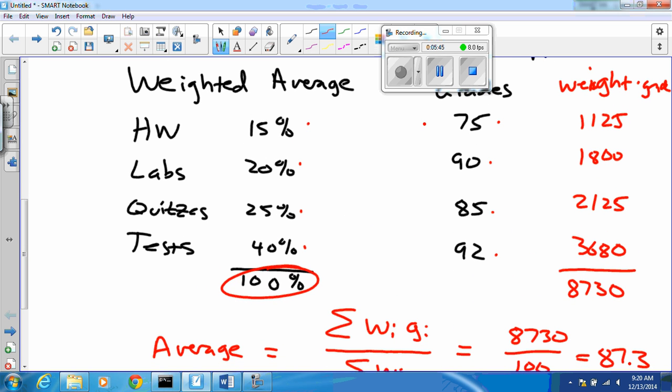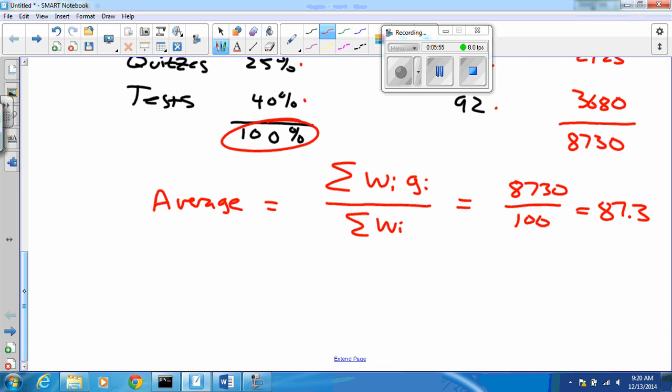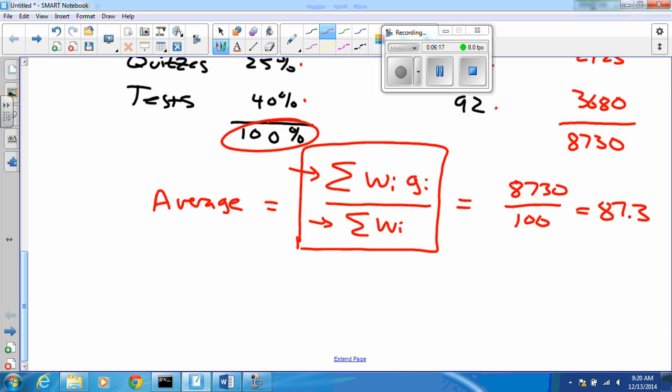And if you take a look back at the grades, that makes a whole lot of sense. The 75 pulls the average down a little bit, but not very much because it only counts 15% of the grade. So our general weighted average looks a whole lot like the average formula right here, except that instead of dividing by the total number, I divide by the total weight. And instead of adding up just each individual item, I add up each item times its weight. That's the weighted average concept.